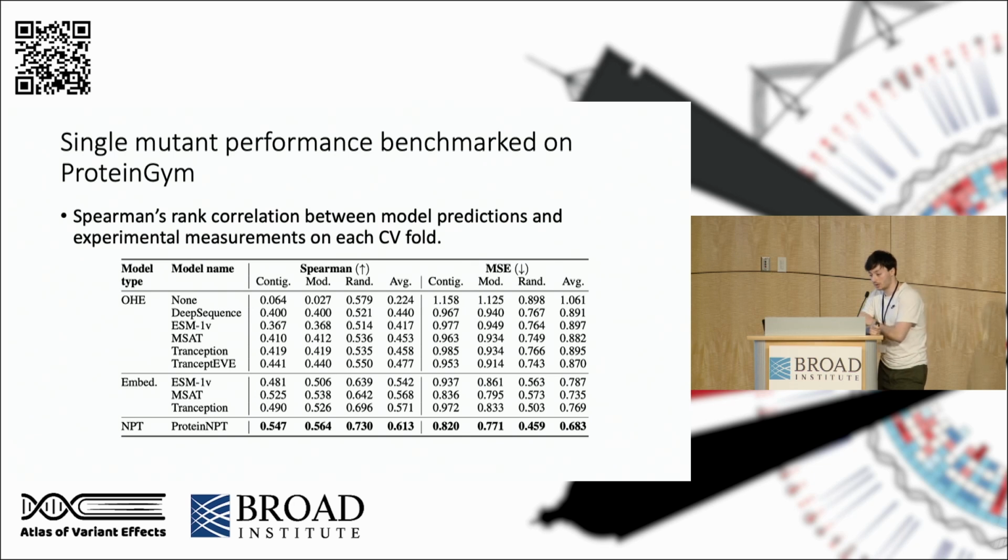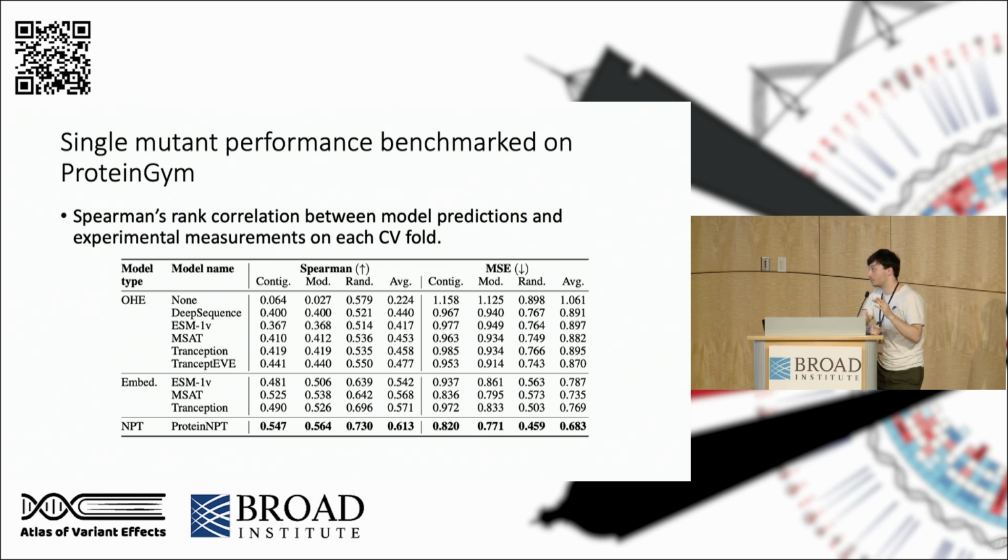So to benchmark our method, we train one ProteinNPT model per DMS assay that we have in the ProteinGym benchmark. And we do multiple cross-validation splits to try and compensate for, as was highlighted in the previous talk, these relationships. So for a given position, you have a lot of correlation: if one position is bad, a lot of mutations at that position will be correlated to each other.